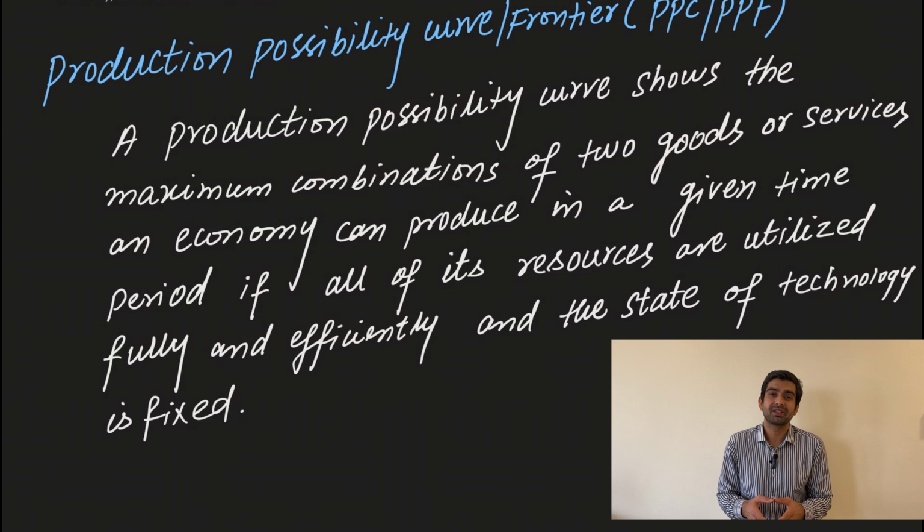Now production possibility curve shows the maximum combination of two goods and services that an economy can produce in a given period of time if all of its resources are utilized fully and efficiently. Production possibility curve is a concept that can be applied to an individual, businesses, and also economy.